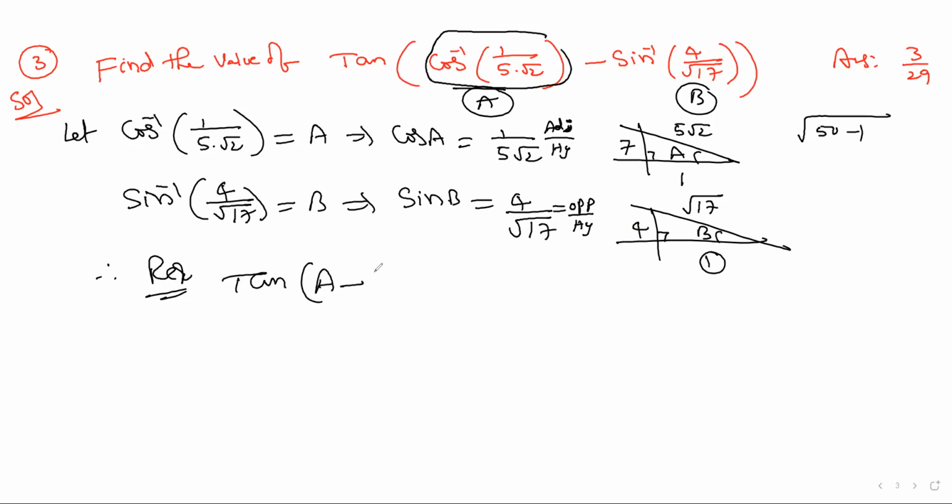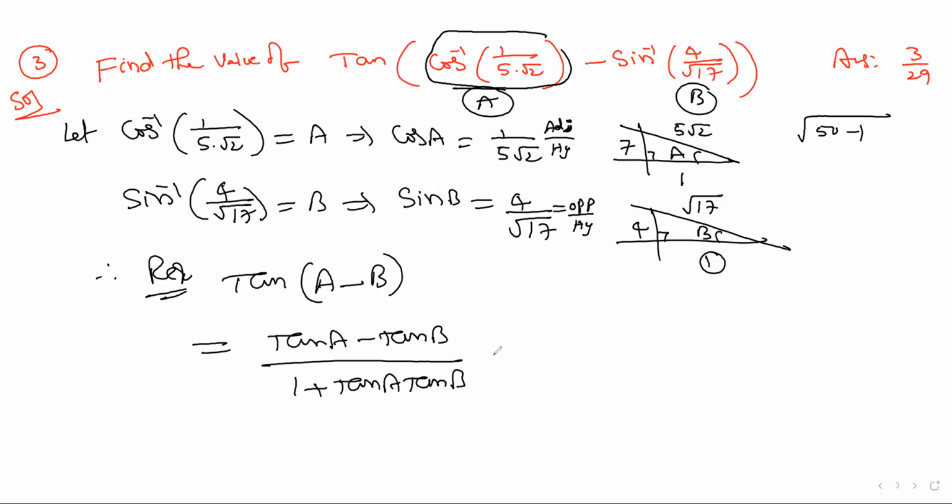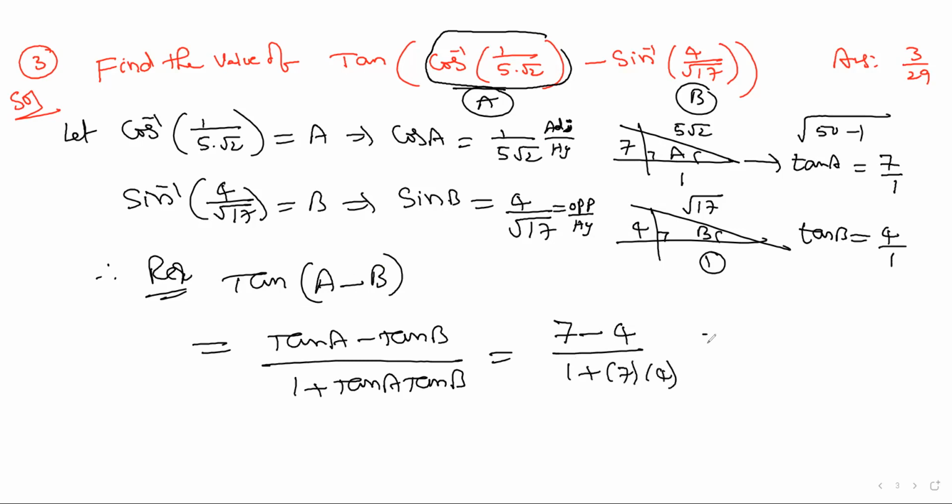Here, second function, place in right B. So we have the tan(A minus B) formula: (tan A minus tan B) by (1 plus tan A tan B). Here tan A value from the first triangle: opposite side by adjacent side, 7 by 1. In the second triangle, tan B is equal to 4 by 1. So (7 minus 4) by (1 plus 7 into 4). What we get here? 3 by 28 plus 1, 29. So 3 by 29 is the correct answer.